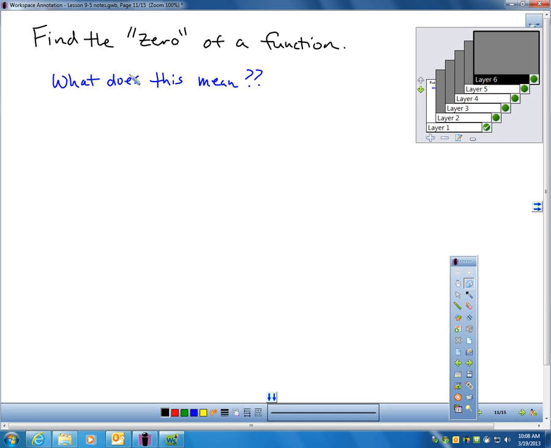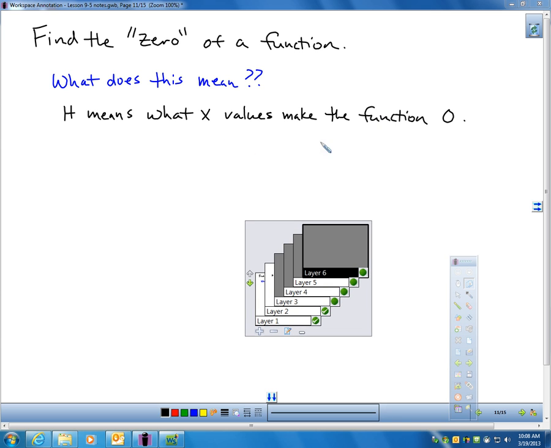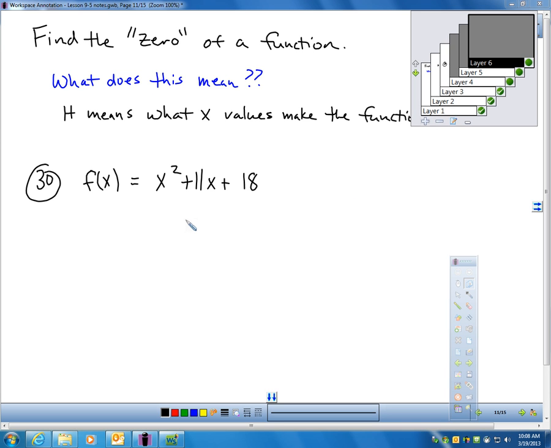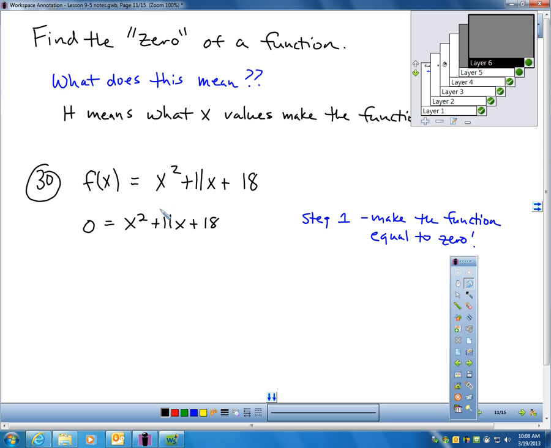Remember, from earlier in the year, we started at the end of Chapter 5, early Chapter 6, talking about zeros of functions. A zero of the function means, what can you plug in for x to make the function 0? What number will make the whole function work out to 0? So in number 30, when they say to find the zero of the function, they're asking, if I make y 0, if I make f of x equal to 0, what value for x will make this statement nothing?